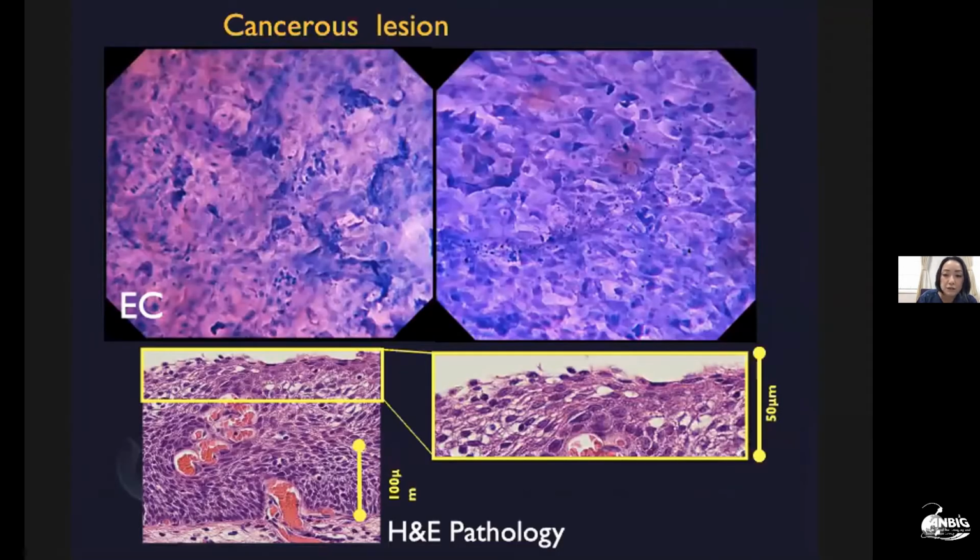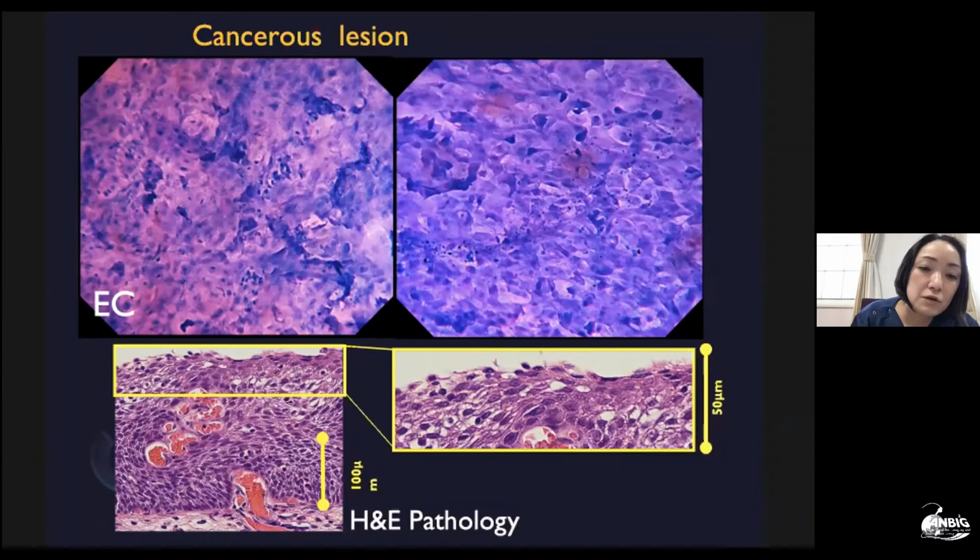If you focus on the few layers of the surface of the H&E stainings, the lower pictures are the pathological images. The endocytoscopic image and pathological image are quite alike, very much alike. Endocytoscopic image is like a horizontal section of the pathological image, and pathological images are usually vertical sections. So that's the difference, but the two images are quite alike.